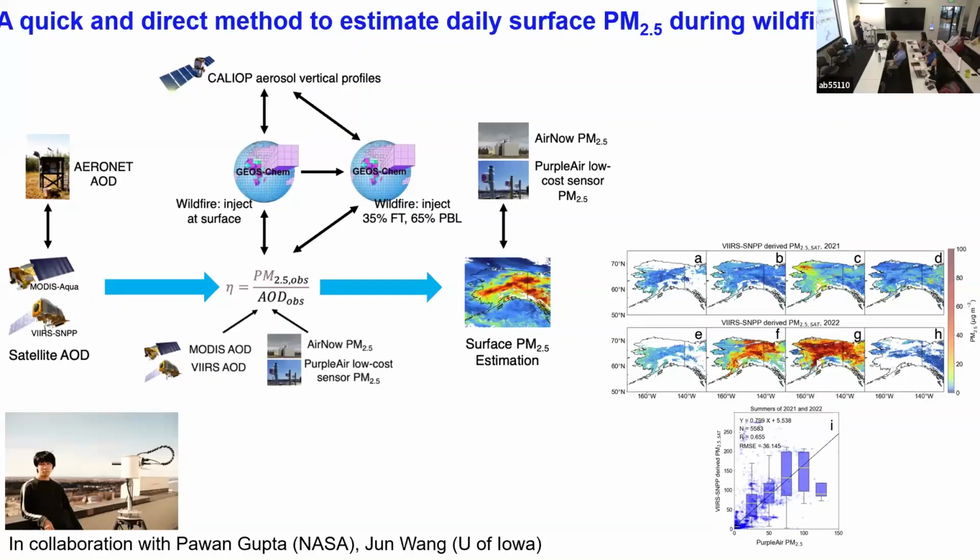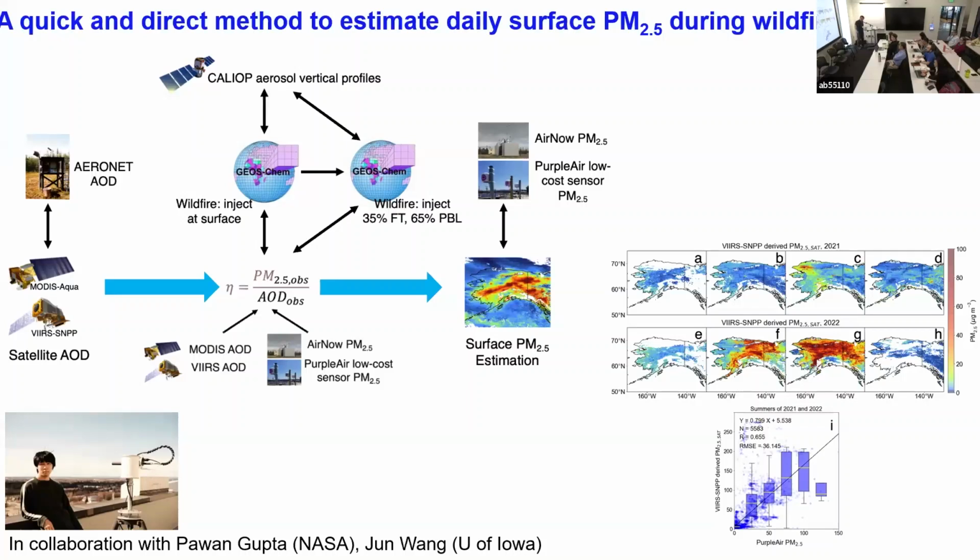Turns out the model cannot capture this relationship between AOD, which is the column density, and surface PM2.5. That relationship in the model, in this case GEOS-Chem, is not great. It's actually off by a factor of 5 to 10. So we decided to look at CALIPSO, look at how AOD is vertically distributed at different layers. Then we combine all the information and develop a direct piecewise function to derive surface PM2.5 during wildfire season.